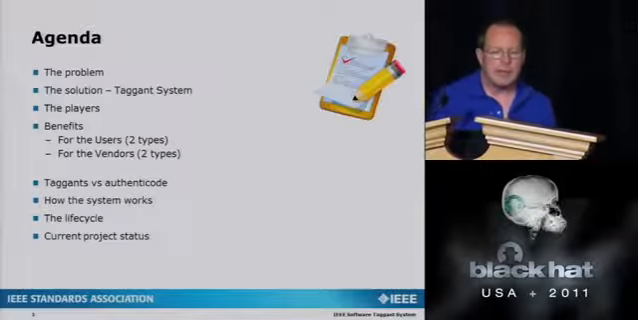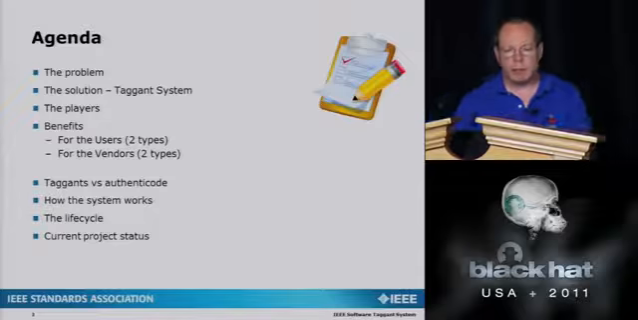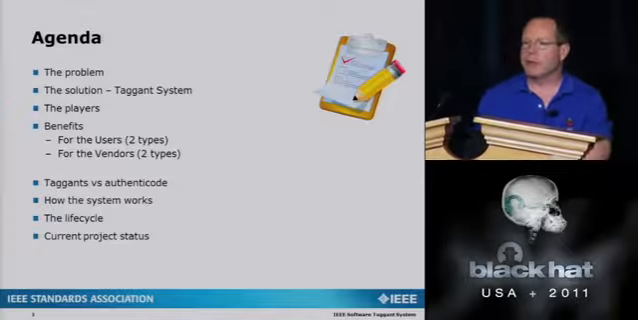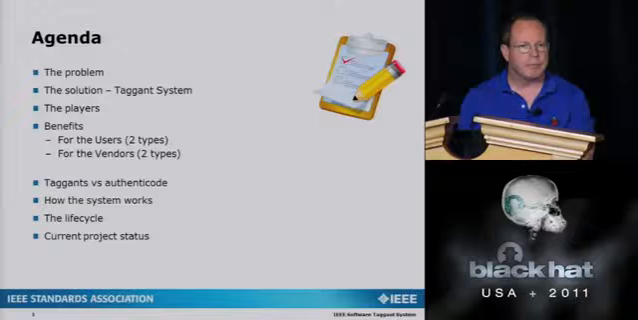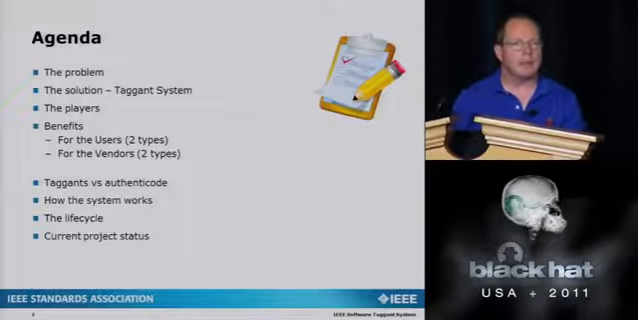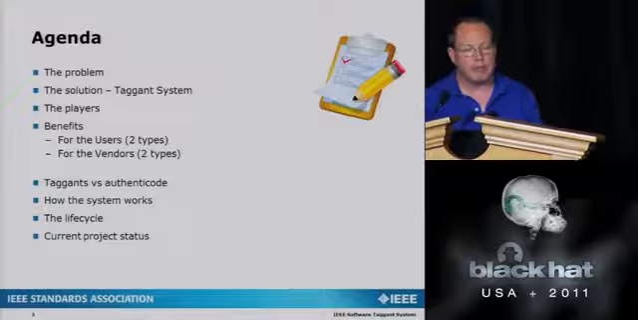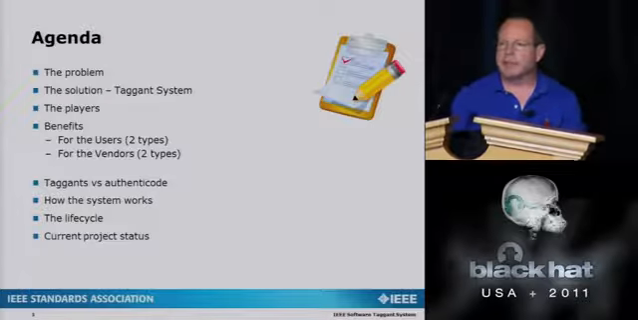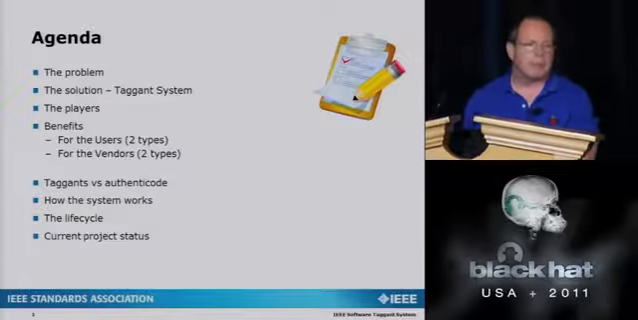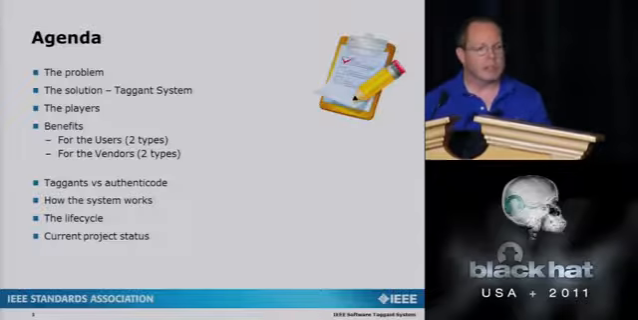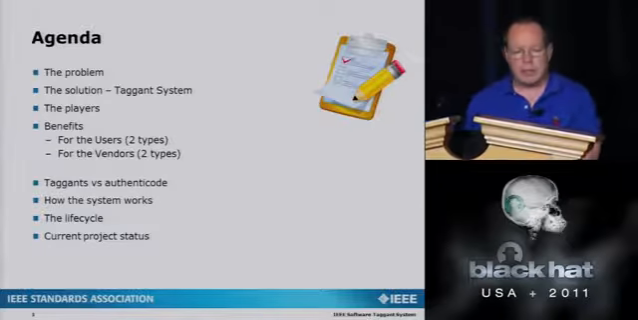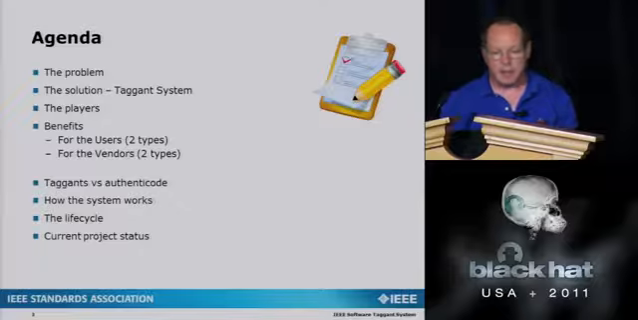So what we're going to talk about today is the problem that we're trying to solve, the solution that we've come up with, which is the software taggant system, who the players are, what the benefits to all the people involved with the project are, the difference between taggants and authenticode. We'll get into a little bit of how the system is going to work, what the life cycle looks like, and then the current status of our project.